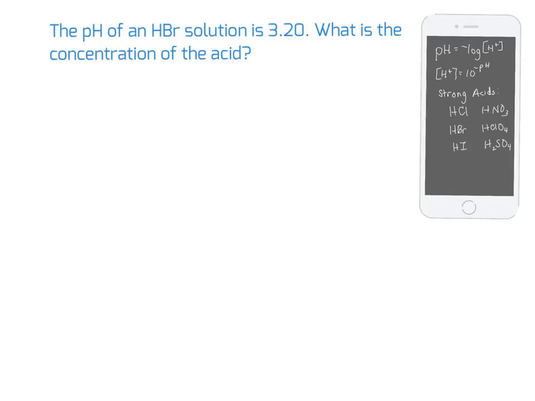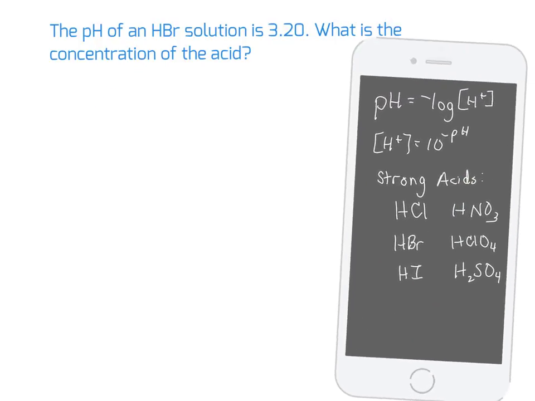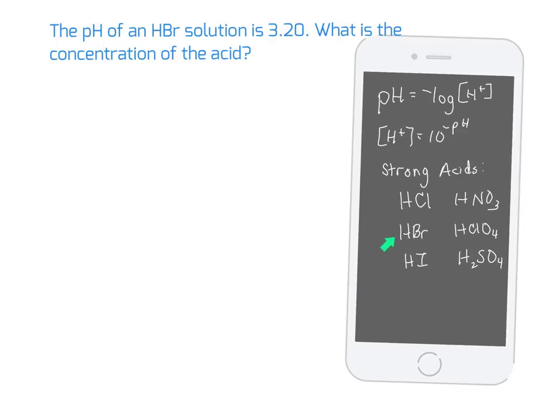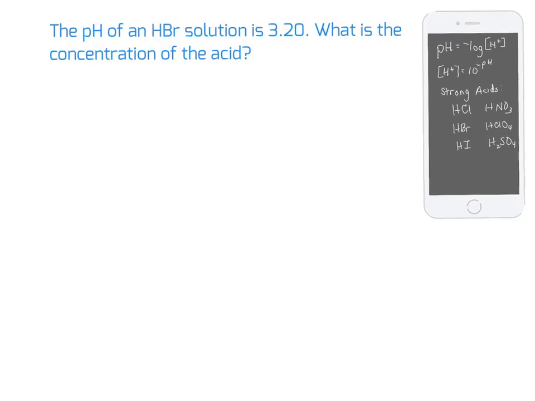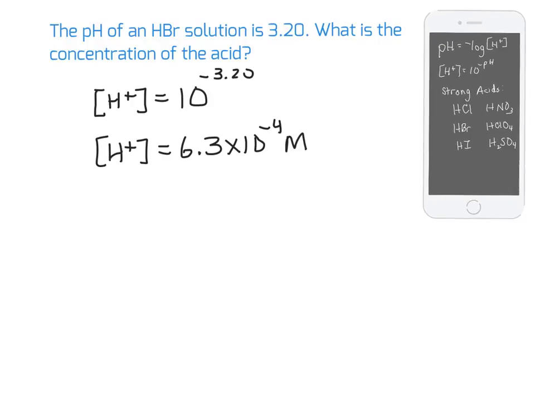Let's try another problem. In this problem, we are given the pH of a solution and asked to calculate the concentration of the acid. The very first thing you should do is to look at what the solution is. In this case, it's HBr, which is hydrobromic acid, and it is on our strong acid list right there. Once we identify it as a strong acid, we will know exactly what to do with it.